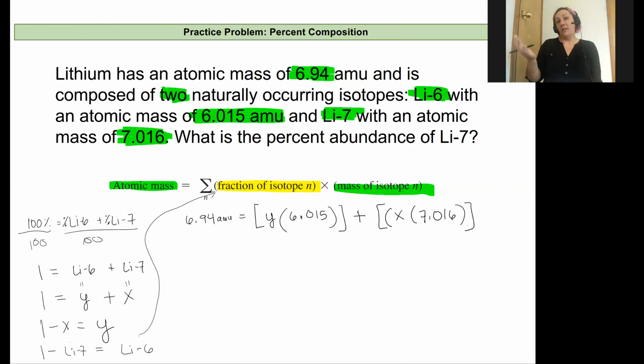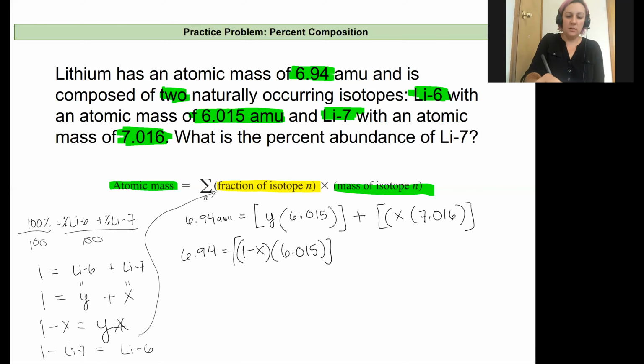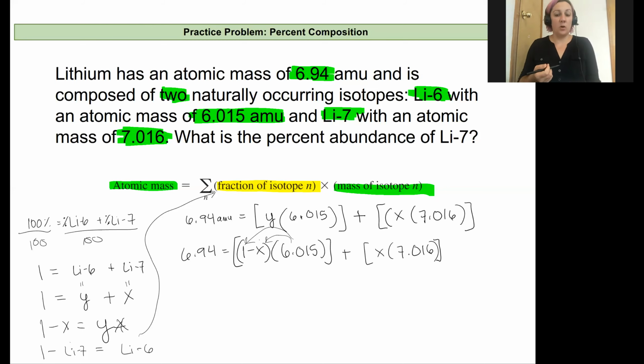And so now I have an equation, but I have two variables. So I'm going to use this right here to substitute. Instead of y, I'm going to do 1 minus x. So I'll have 6.94 is equal to 1 minus x times 6.015 plus x times 7.016. So I'm going to distribute this 6.015 out to both of these and start solving this equation for x.